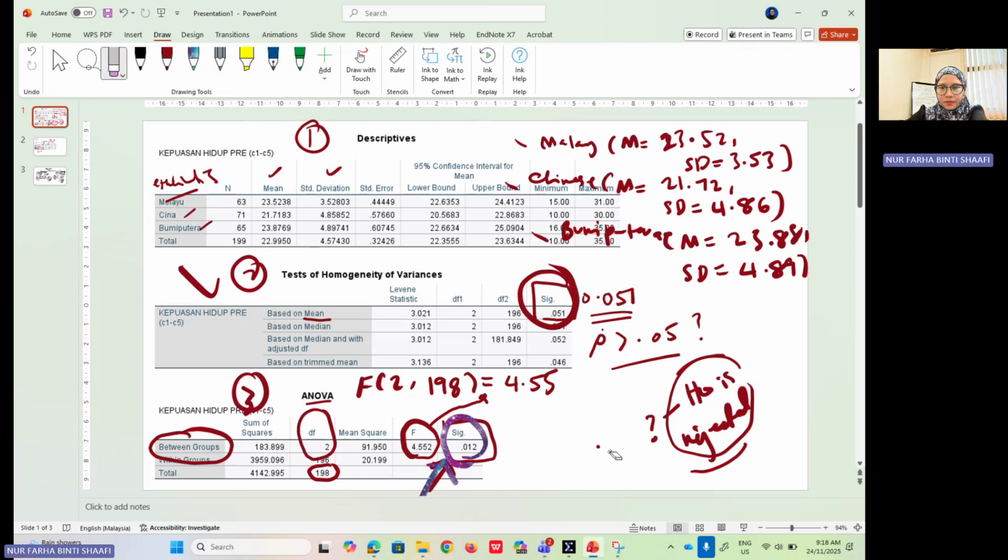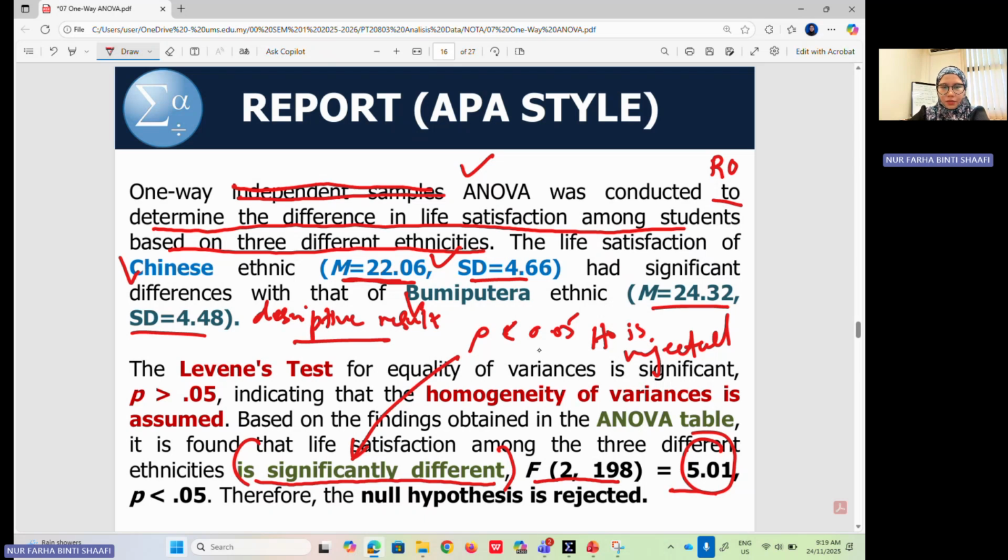So you write here p less than 0.05 because your significant value is 0.012. All right. And because you have stated that your p is less than 0.05, your null hypothesis is rejected. Remember, you need to state whether your null hypothesis is failed to be rejected or rejected. So your null hypothesis is rejected.